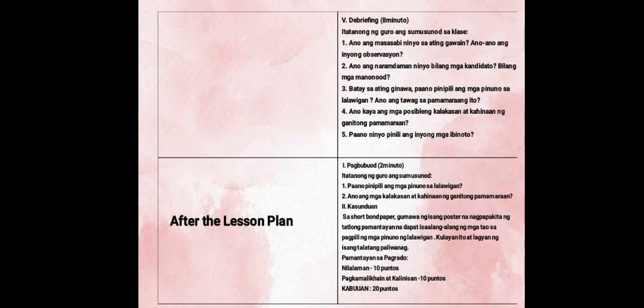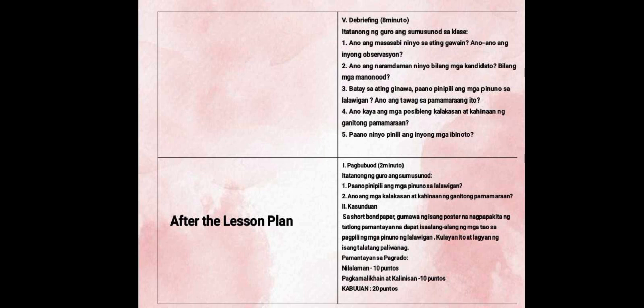Ikalima, debriefing sa loob ng 8 minuto. Itatanong ng guro ang mga sumusunod sa klase. Una, ano ang masasabi ninyo sa ating gawain? Ano-ano ang inyong obserbasyon? Ikalawa, ano ang nararamdaman ninyo bilang mga kandidato, bilang mga manonood? Ikatlo, batay sa ating ginawa, paano pinipili ang mga pinuno sa lalawigan? Ano ang tawag sa paraang ito? Ika-4, ano kaya ang mga posibleng kalakasan at kahinaan ng ganitong paraan? Ikalima, paano ninyo pinili ang inyong mga binoto?